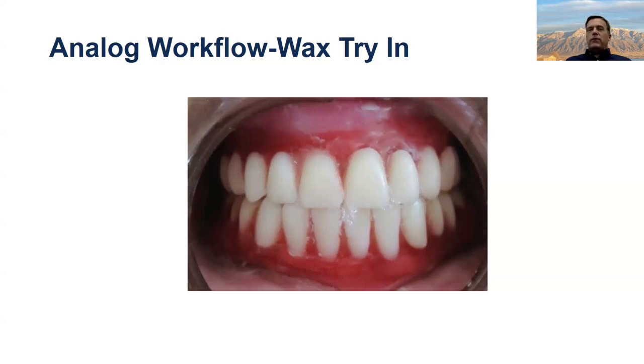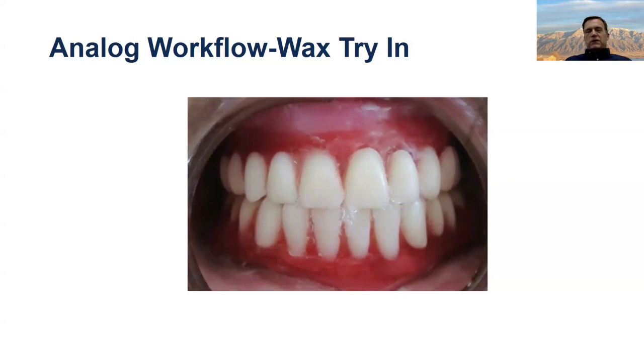Usually the base plates that you've sent that were used for the bite block are the same ones that you'll get back for the try-ins. So however the case fit at the bite block appointment, it'll probably fit the same at try-in.